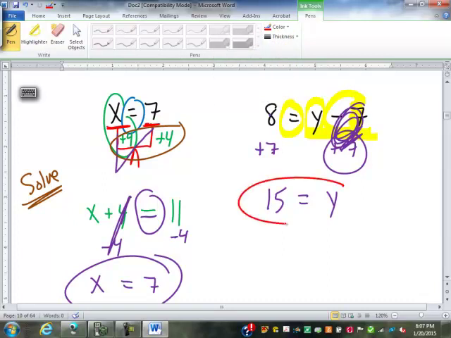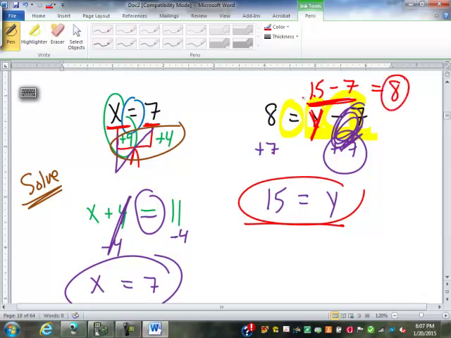Now, if we get to this point and we're unsure of ourselves, we can always go back to the original equation and replace the variable, in this case the y, with the number that we solved for. If y equals 15, putting 15 in here where the y is better make this true. So if we replace y with 15, it's 15 minus 7, which is 8. We have the same value on each side of the equation, so that is true.